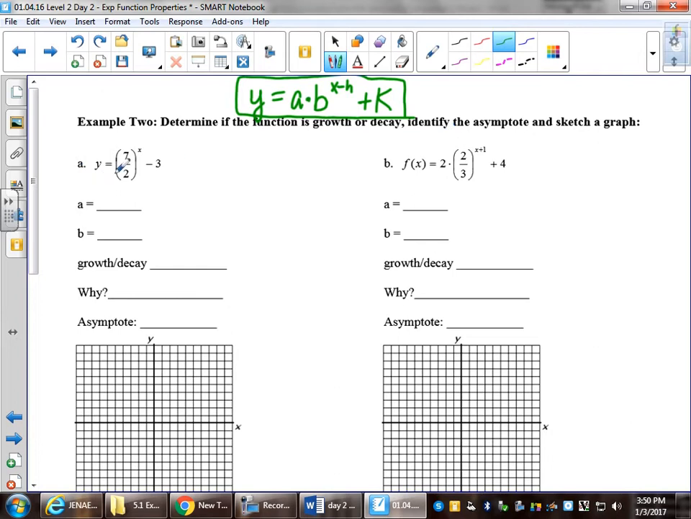So when I mentally try to kind of overlap this with this, y equals a times b. So a is an invisible 1 that's in the front. We can't see it, but it's there. 1, a times b. b is 7/2.